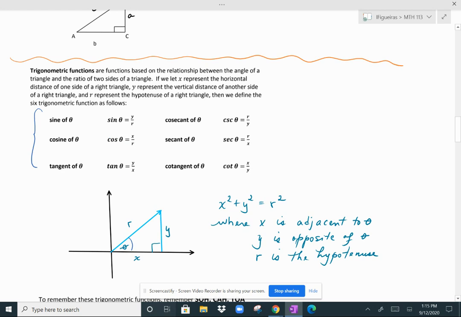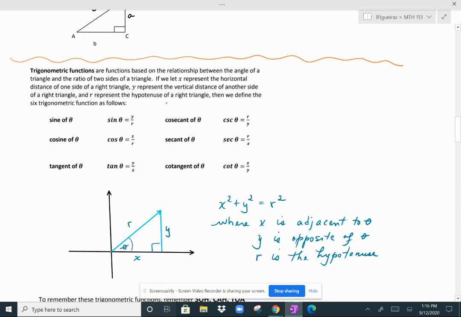So it's x over r. Then your tangent of theta, which is abbreviated as tan theta, is equal to the opposite side of the angle divided by the adjacent side to the angle. So it's y over x. Okay, so those are the 3 main trigonometric functions. Those are the ones that we use most often. But there are 3 others, and those 3 others have a relationship with the first 3.